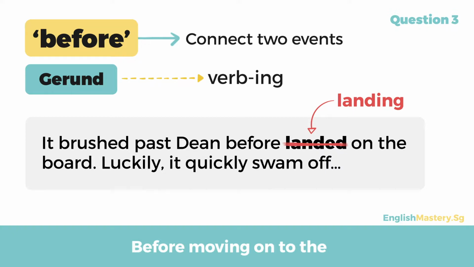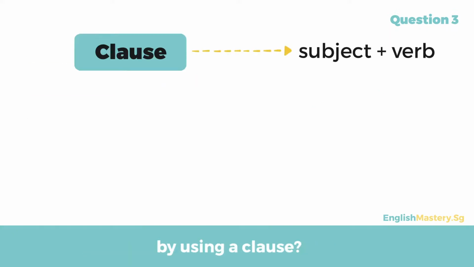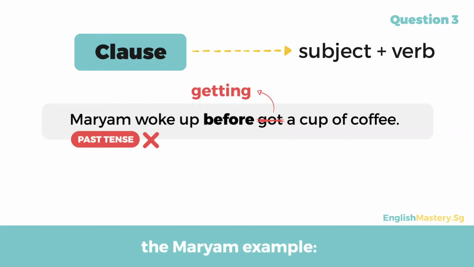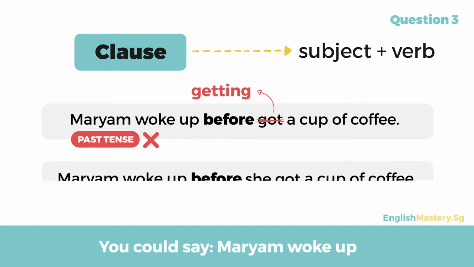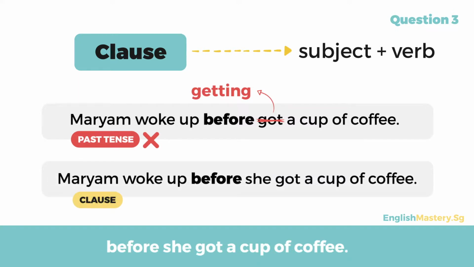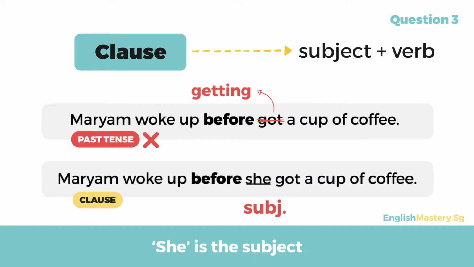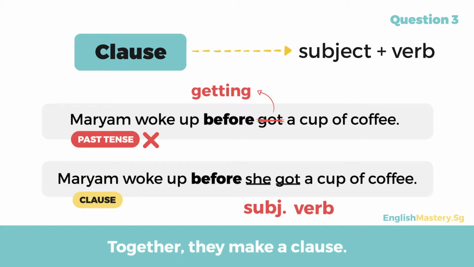Before moving on to the next question, did you know that you could also correct this sentence by using a clause? Let me show you using the Mariam example. Besides changing the word got to getting, we could also use a clause to correct this. You could say, Mariam woke up before she got a cup of coffee. She is the subject and got is the verb. Together, they make a clause.